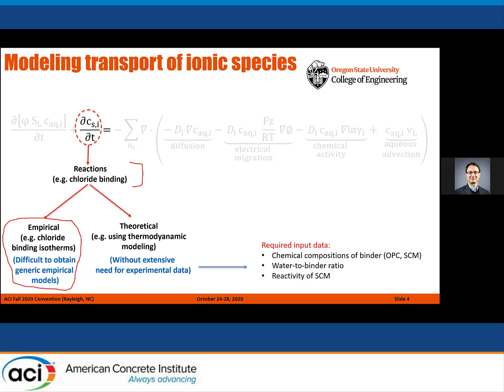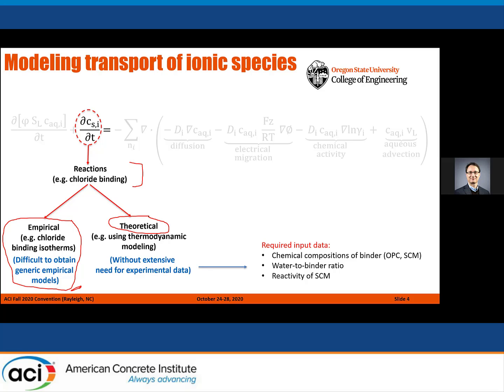Now, this is a very time-consuming way of doing it, but the main difficulty is not that it is time-consuming. It's that you have to do this for every single mixture that you want to model. So it is not a generic approach, it is an empirical approach. So there is a disadvantage there. So the question is, can we model these reactions theoretically, as I mentioned in the previous slide, as we do for some of the input data?